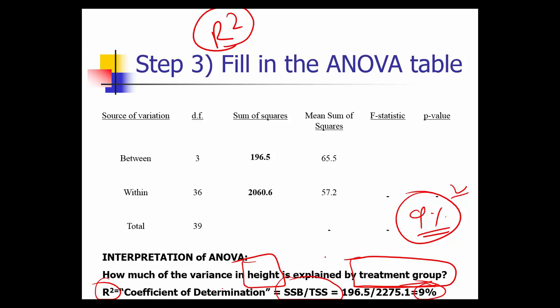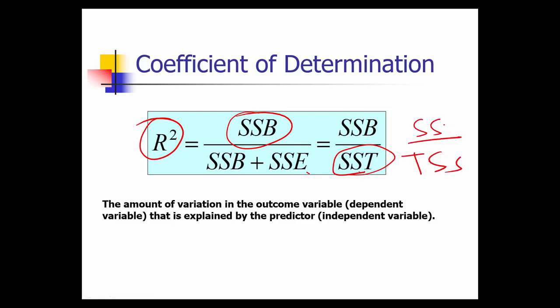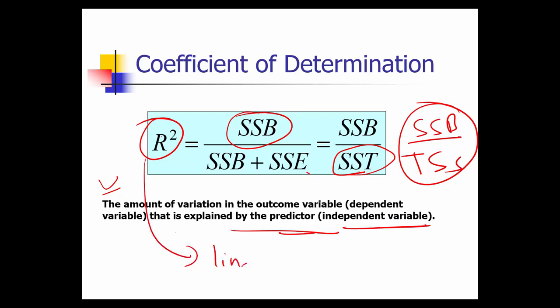We just defined what is known as the coefficient of determination, given by R square, which is SSB divided by SSB plus SSW, which is SST. SST is nothing but the TSS, the same thing. So SSB divided by the TSS, the total sum of squares, is what is known as R square. It explains the amount of variation in the outcome variable, the dependent variable, that is explained by the predictor or independent variable. Something that we also use in linear regression, right? Similar.